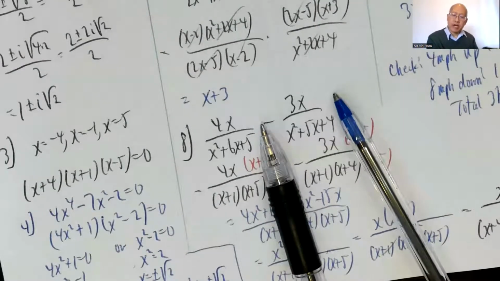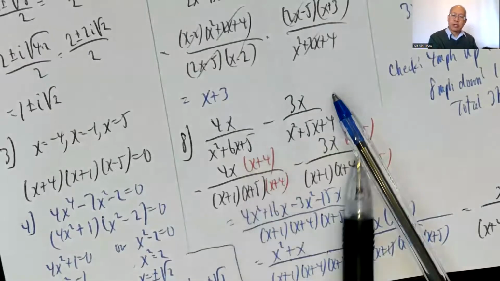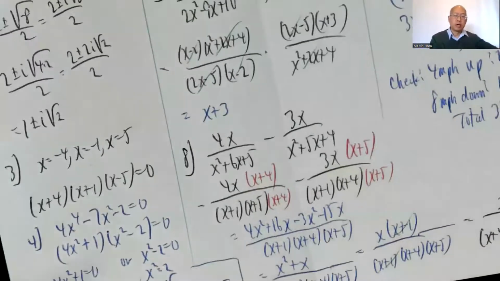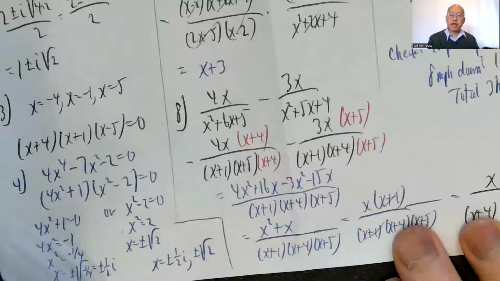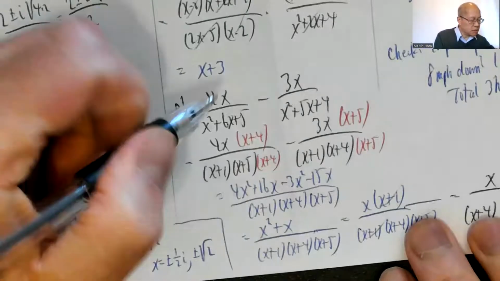Both of my denominators have an x plus 1. The left side needs an x plus 4 over x plus 4. The right side needs an x plus 5 over x plus 5 in order to get the common denominator. So my common denominator is x plus 1, x plus 4, x plus 5, and then work out the whole top. That's an equal sign here.